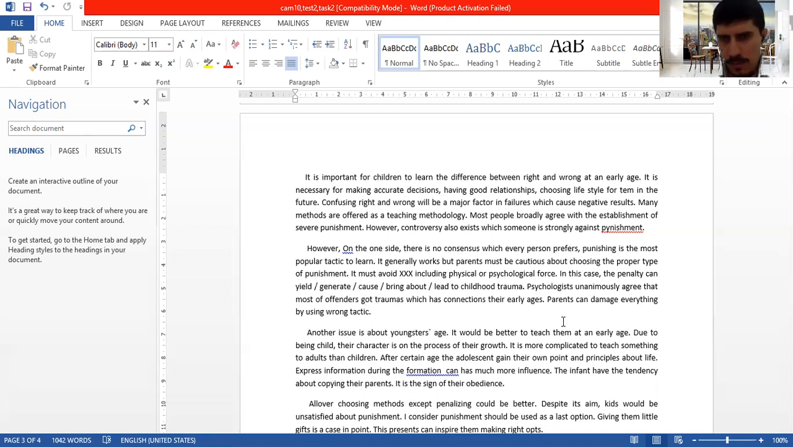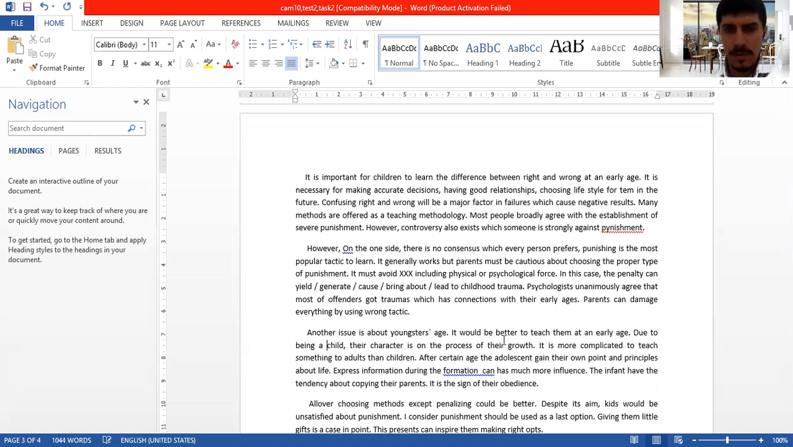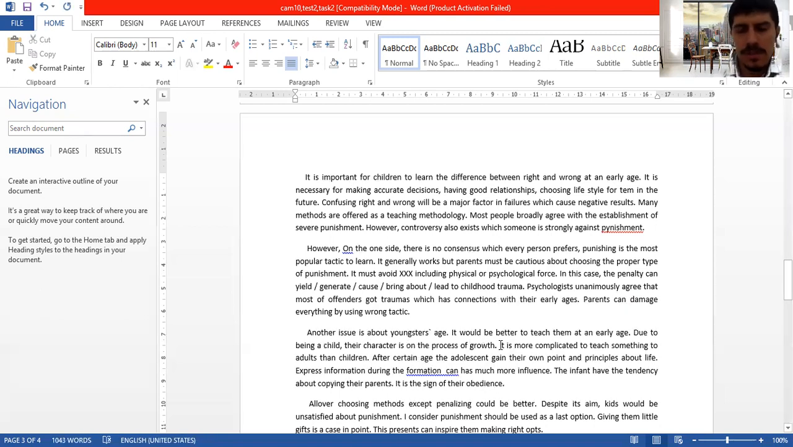Which has connections with their early ages. Parents can damage everything by using the wrong tactic. Another issue is about youngsters' age. It would be better to teach them at an early age. Due to being a child, their character is in the process of growth, or development. It's more complicated to teach something to adults than children. After a certain age, the adolescents gain their own points and principles about life.